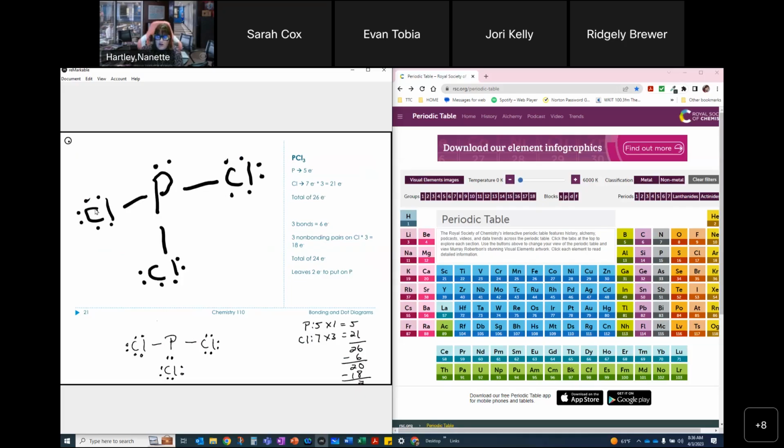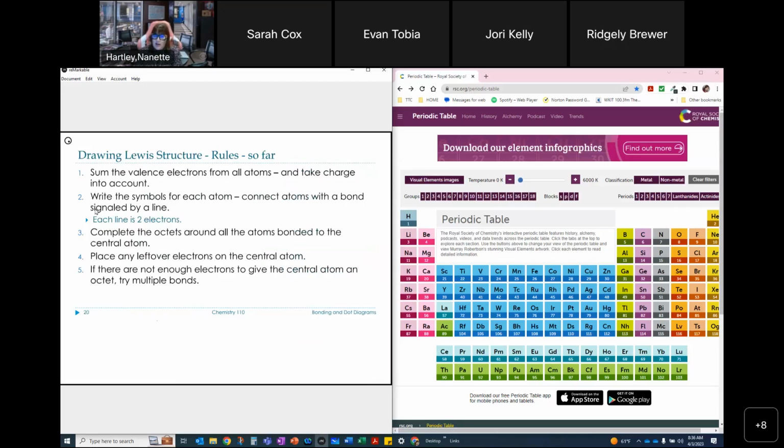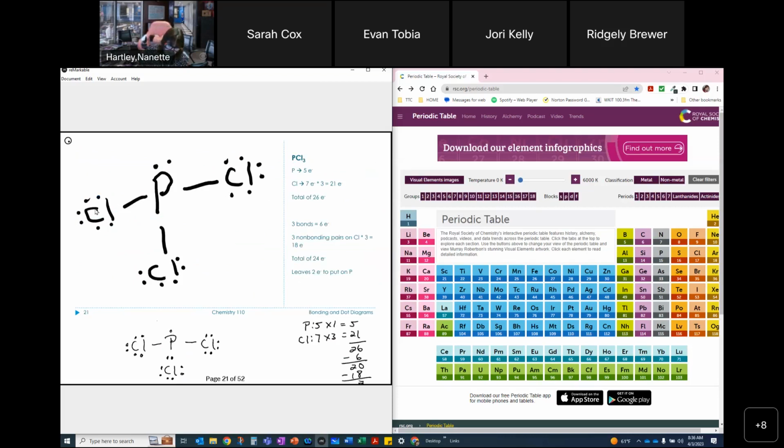So it leaves 2, and according to these rules that I had, any leftover electrons go on the central atom. It's number 4. So the central atom then gets these 2 electrons right here. And if I look at that structure, I can see that each chlorine has access to 8 electrons, 2, 4, 6, 8. All of them the same, so all of them have 8. And then the phosphorus has 2, 4, 6, 8 as well. All of the octets have been satisfied. This looks like a good structure, and it actually is. This is the structure that would exist for this particular molecule. Questions about what I did or why I did it?